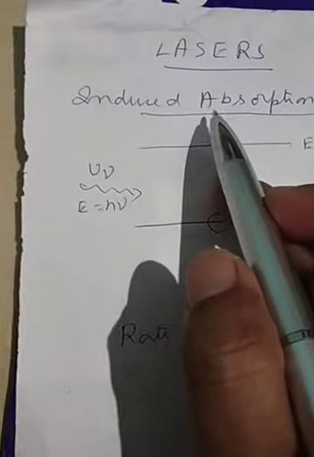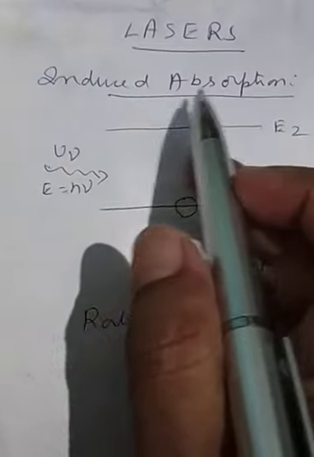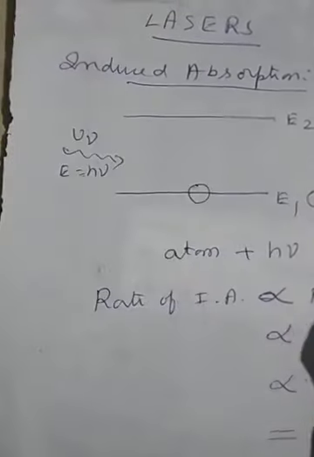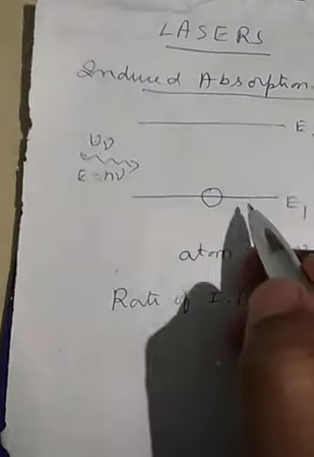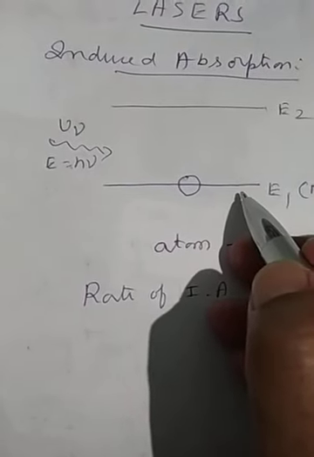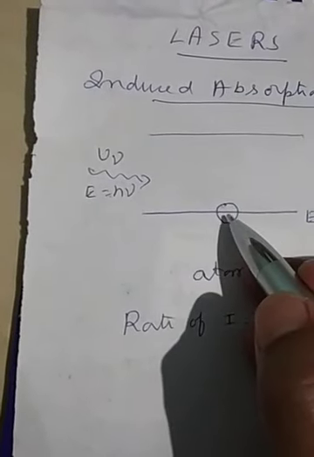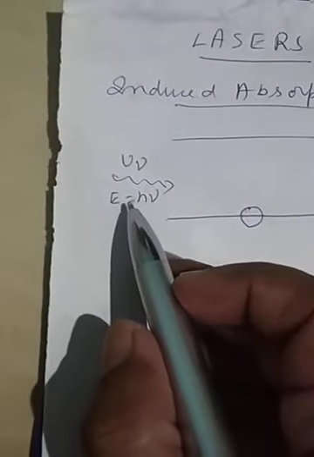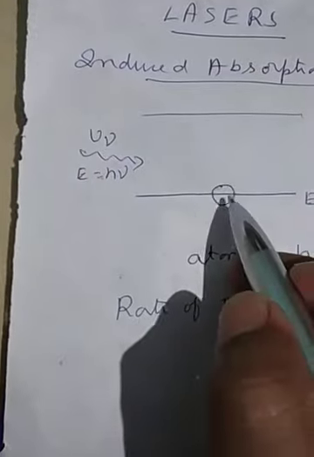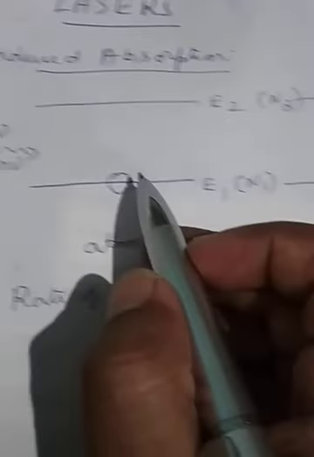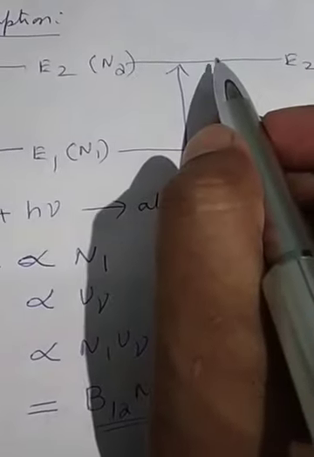Before that, we will discuss three important processes of light interaction with matter. The first one is induced absorption. Absorption means an atom will absorb energy and go from a lower level to a higher level. So we have taken two energy levels in an atom, E1 and E2. The atom is in the ground level, say E1, and a light of energy h nu and intensity u nu is incident on the material. When the atom absorbs this light, it will go from a lower level to a higher level.